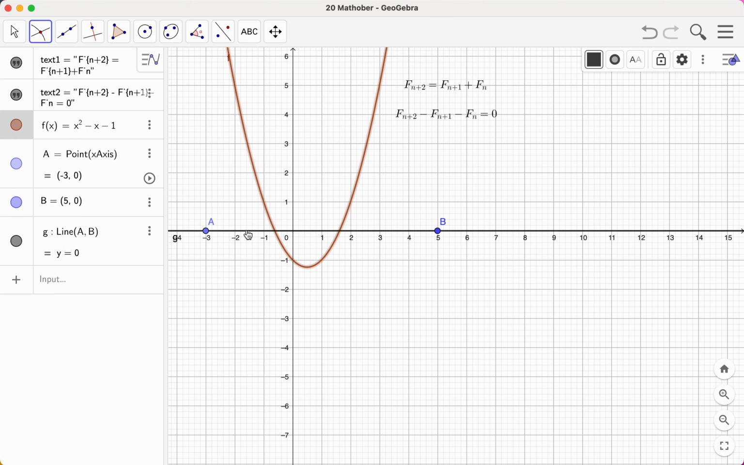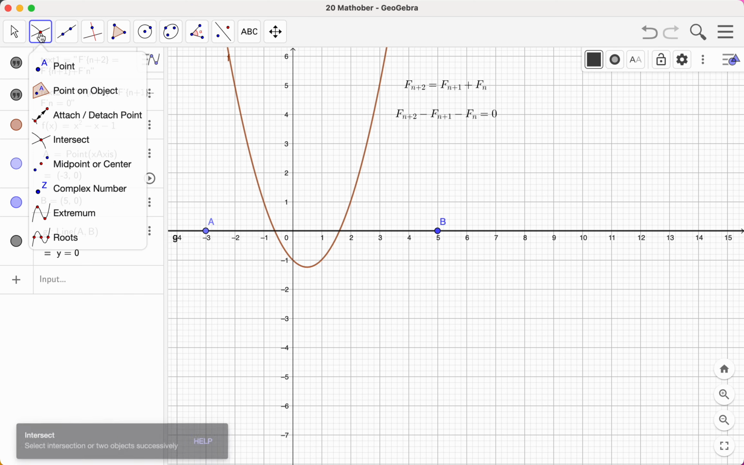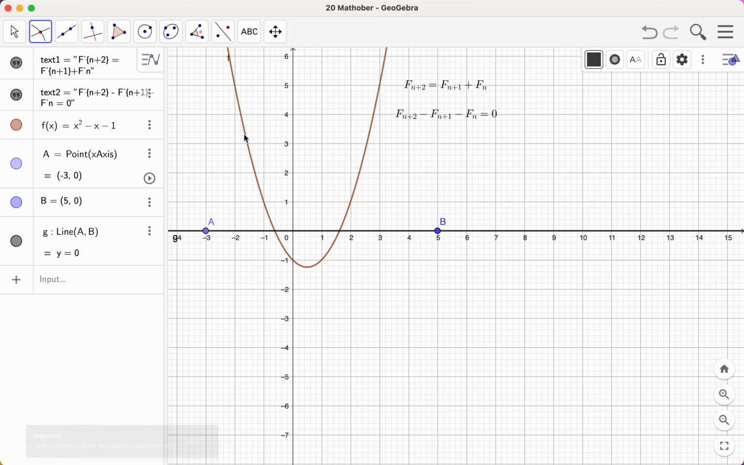I'm going to now find the intersection of this with this, and it will give me... No, not the axis. What's G? No, oh god, do this better. This function, f, and that axis.